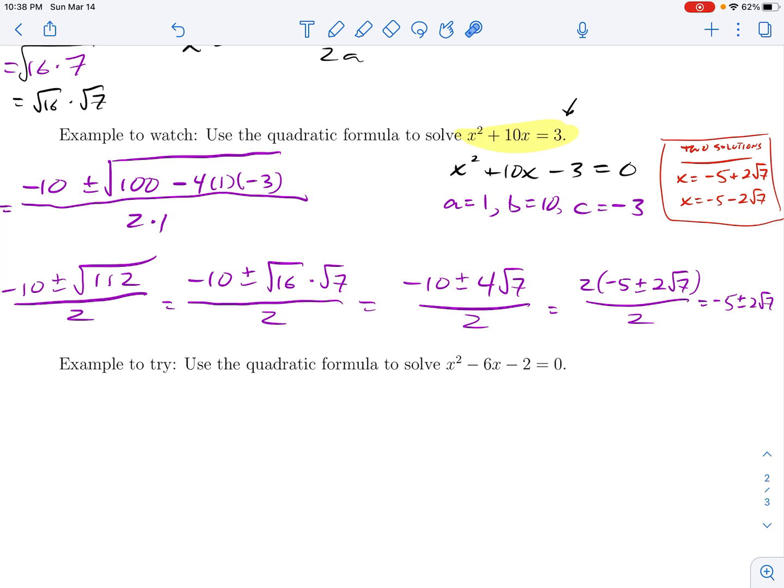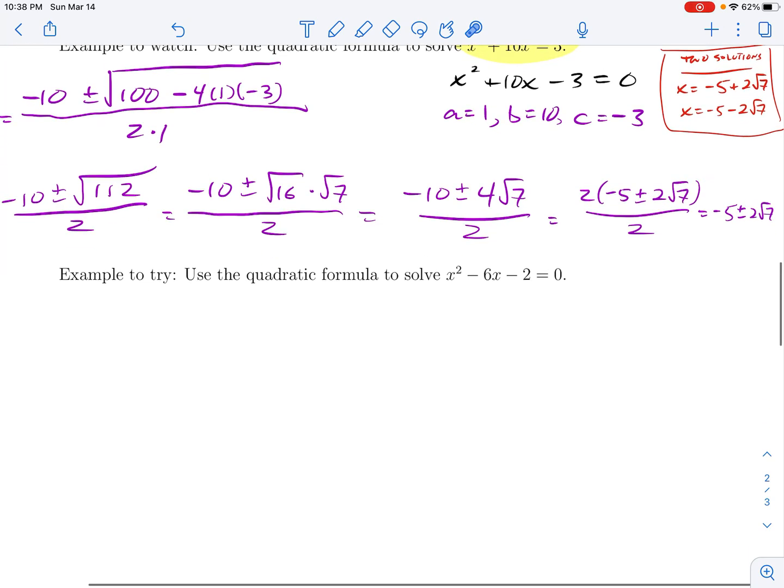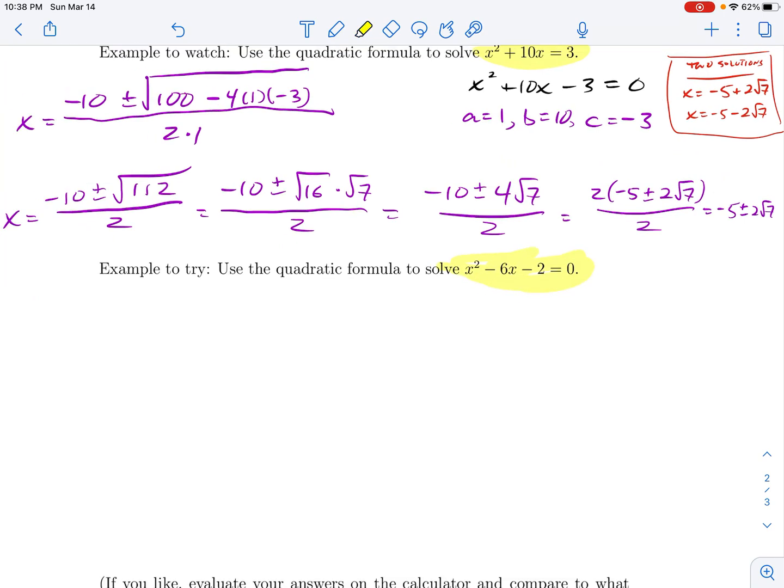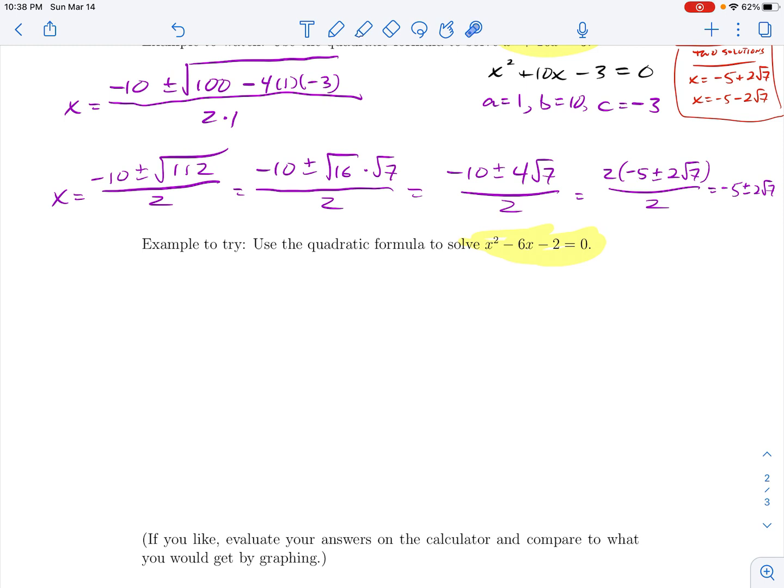So here's what I want you to try. Use the quadratic formula to solve this equation. Hit pause and give it a shot. And if you like, you can try evaluating on your calculator and also solving by graphing to see if those square.